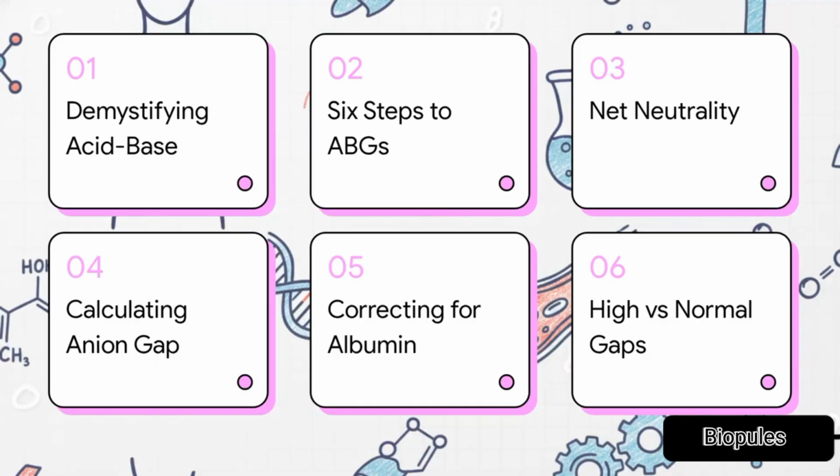We've got a really clear roadmap for today. First, demystifying acid-base disorders. 2, 6 steps to ABGs. 3, the net neutrality principle. 4, calculating the anion gap. 5, correcting for low albumin. And finally, 6, high versus normal gaps. Basically, we're moving from the macro landscape of general analysis straight down to the micro investigation of specific metabolic disturbances.